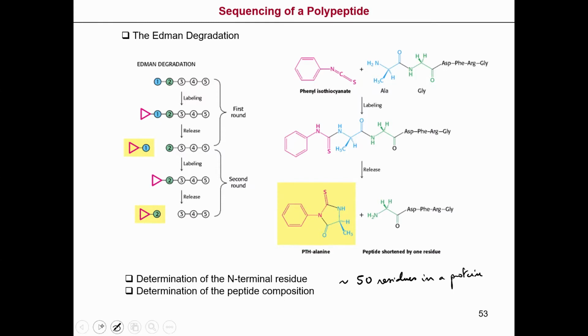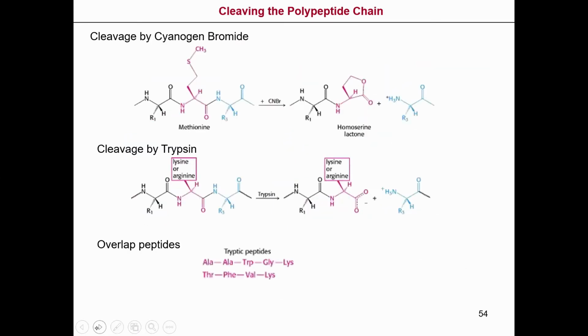More than 50. Okay, we said that 50 is the limit between protein and peptide. We will see that after. To know the whole sequence of the proteins, we need to divide the protein by several techniques and analyze each peptide that we have.